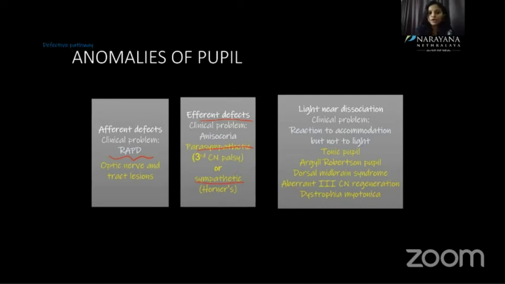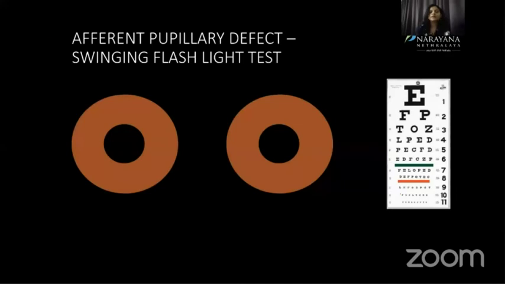Then finally, we have a condition called the light near dissociation. I just mentioned that the light reflex is always better than the near reflex. So there are conditions where the near reflex is better than the light reflex. That is, the reaction to accommodation is much better. So these are in tonic pupil, Argyll-Robertson pupil, dorsal midbrain syndrome, aberrant third nerve regeneration, and various other conditions. This can also be seen in case of myotonic dystrophy. So coming to how do we examine for an afferent pupillary defect? We perform something called a swinging flashlight test.